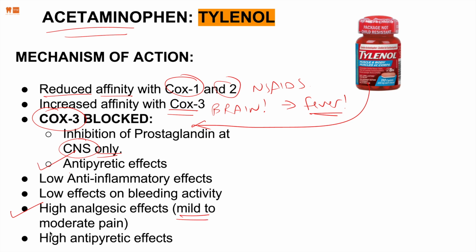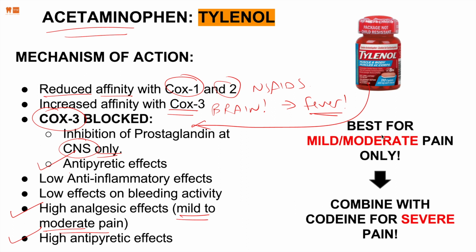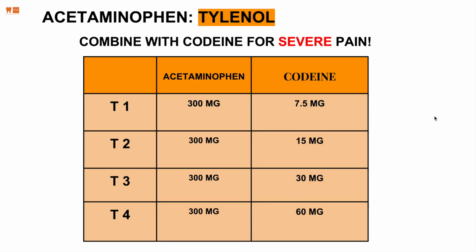Therefore, it is recommended to use in mild to moderate pain. And of course, we just talked about high antipyretic effects. It is ideally best used for mild to moderate pain only. When combined with codeine, we can treat severe pain. So this is just a little point to remember, that if a question on the exam states mild to moderate pain, remember it's just acetaminophen, plain TYLENOL. But when we're talking about severe pain to be treated in a patient, we can combine it with codeine, and now we can have TYLENOL T1, T2, 3, and 4. We will talk about the dosage of codeine in the further slide.